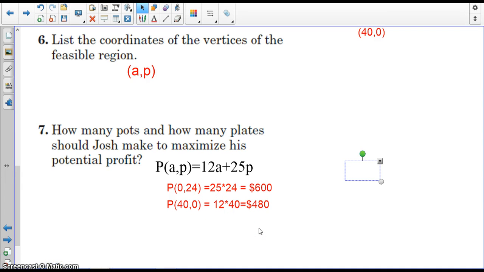So they spend the whole time making pots because they're enough more profitable that even though you can't make as many of them, it works out in the end to be worth more money. So boom, there you go. There's another example. Hopefully that is helpful.